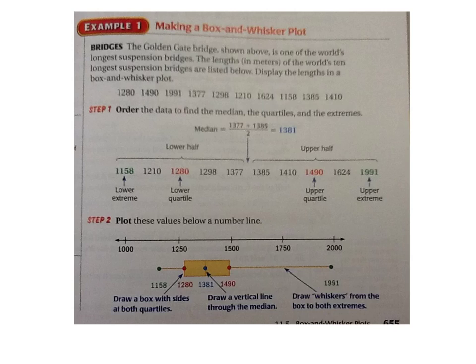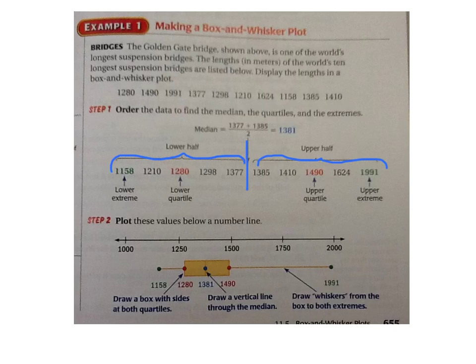Now, we have other vocabulary words that we have to deal with. So we have a lower half and an upper half. As soon as you find that median, and you have a spot where the middle is, then you have what you call the upper half of your numbers, and you have a lower half of your numbers. Okay, and the range is what you would list. The lower half is from 1158 to 1377, and the upper half is from 1385 to 1991.